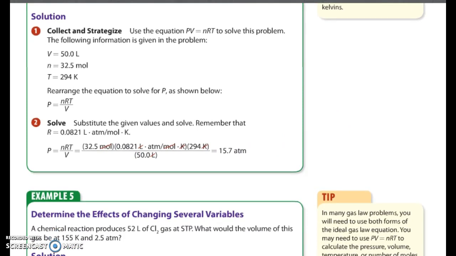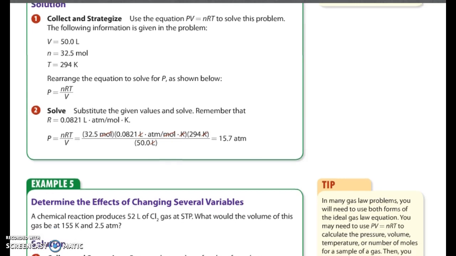Example 5. A chemical reaction produces 52 liters of dichloride gas at STP. What would the volume of this gas be at 155 Kelvin and 2.5 atm? Hit pause, get your answer.